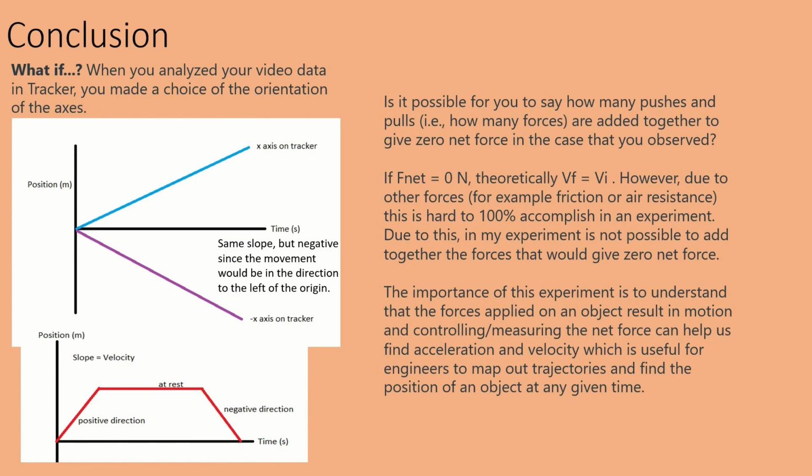This is because we can never get rid of the force of friction and things like that. We could see this in our experimental graph because there is not a constant velocity. In fact, it fluctuates. So it is not possible to add together all the forces that would give a zero net force. But the importance of learning about Newton's second law and of this experiment is to understand that the forces applied on an object result in motion, and controlling and measuring the net forces can help us find acceleration and velocity, which is useful for engineers to map out trajectories and to find the position of an object at any given time. With all that being said, that concludes the first lab.